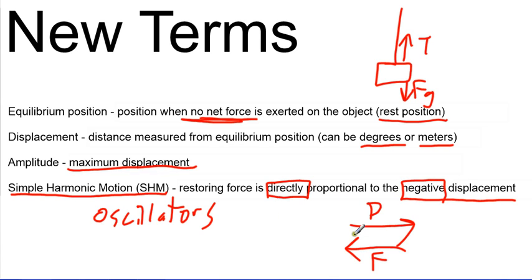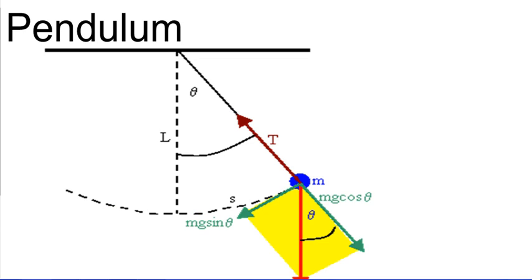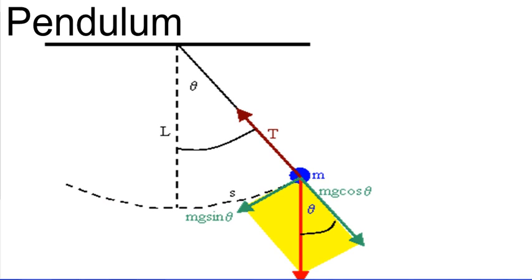So when an object is doing this, it is undergoing simple harmonic motion, and when that object is undergoing simple harmonic motion, we call it a simple harmonic oscillator. So SHO is the term that we use for that. Here's where things get a little bit more complicated. A pendulum is not a true simple harmonic oscillator, and it's because of the directly proportional statement.